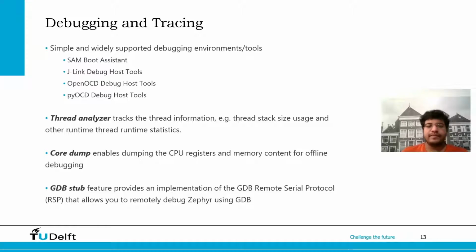Let's move on to debugging. Zephyr widely supports various debugging environments and tools such as the SAM-BA boot assistant, J-Link, OpenOCD, and also PyOCD. It also has support for a thread analyzer that can track thread information such as stack size usage and other runtime thread statistics. Furthermore, it supports offline debugging through the use of core dumps, where we can analyze registers and memory content. It also provides support for the GDB remote serial protocol, where we can live debug our code with just a couple of commands.